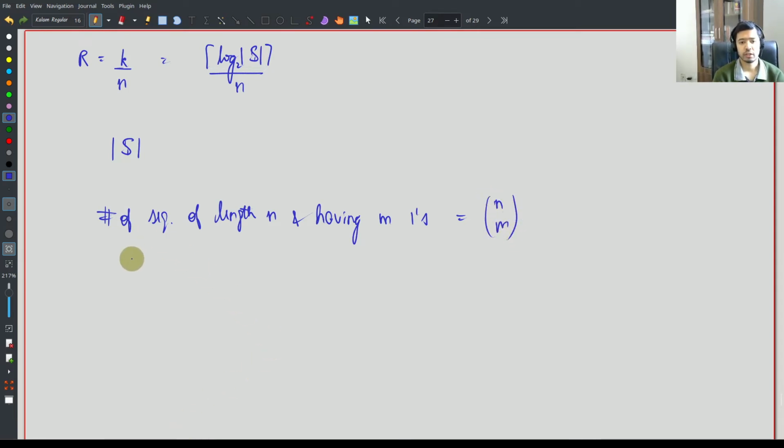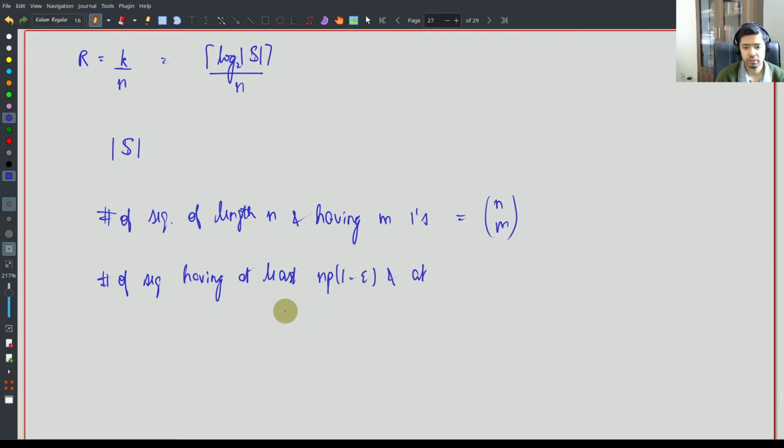Okay, great. So therefore, the number of sequences having at least np into 1 minus epsilon and at most np into 1 plus epsilon ones, well, obviously this is the size of S, right? So what is this equal to?